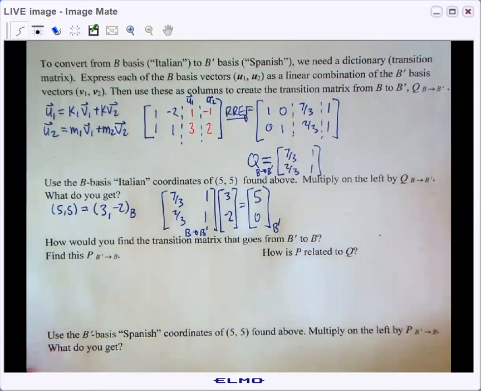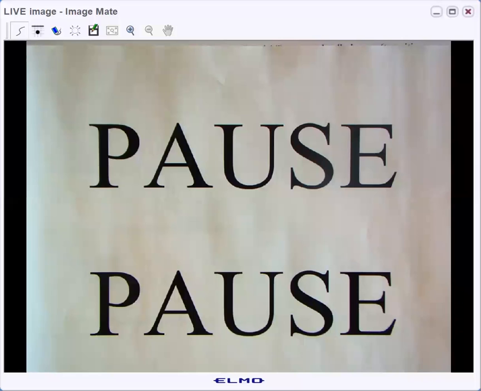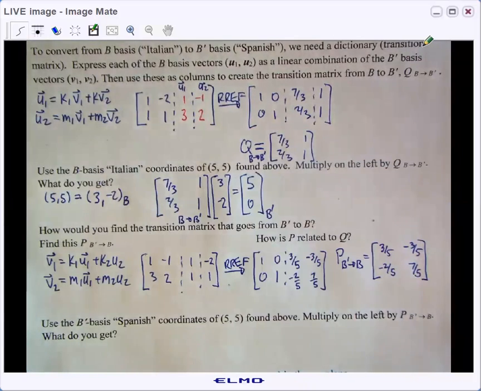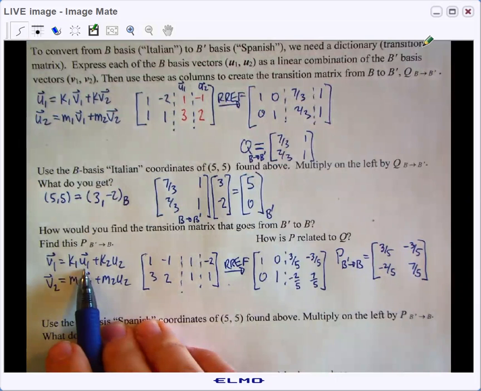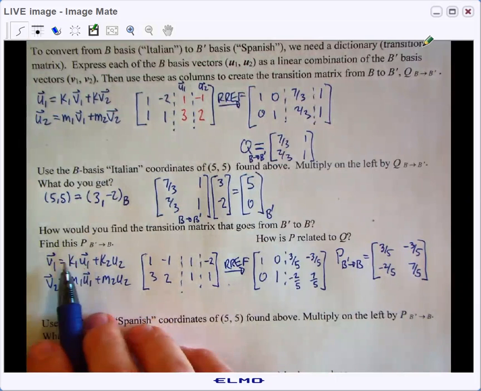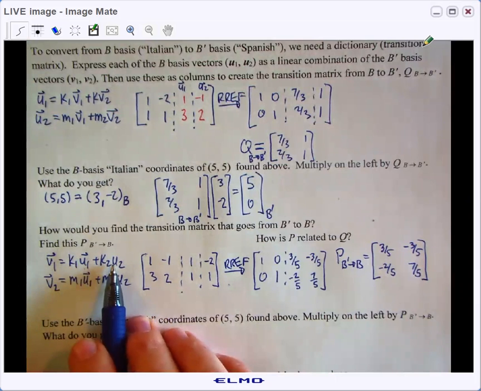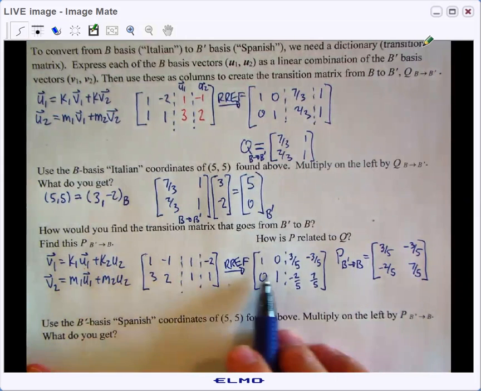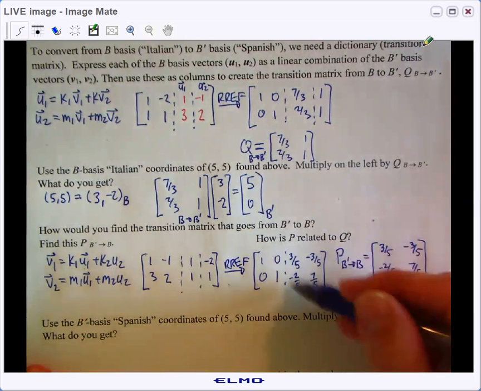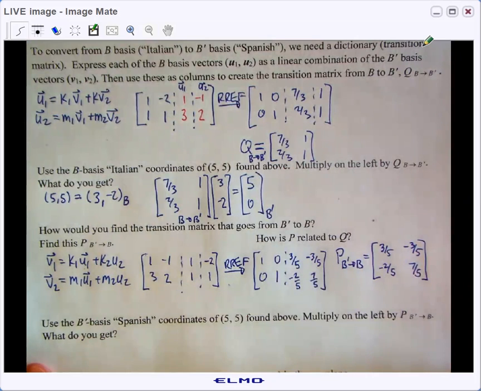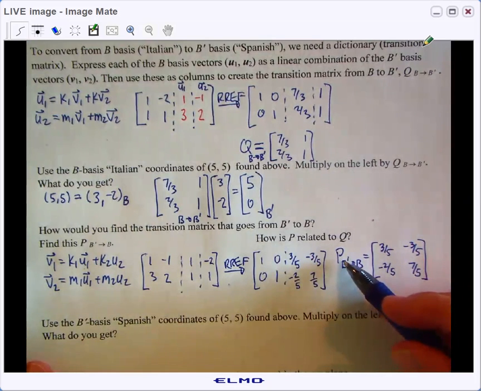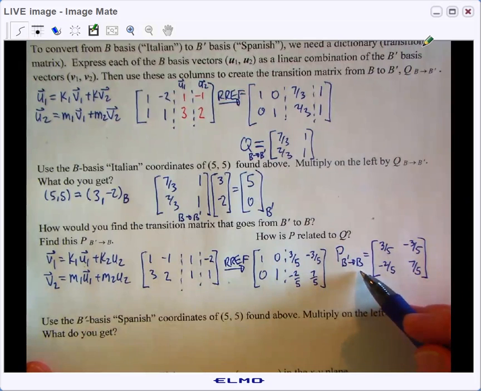Well, I'm going to pause the video while you do that. Okay, we're back. So to do that, we take the B prime vectors and write them as linear combinations of the B vectors. That sets up this system, which we RREF. And then what's left over here becomes my transition matrix. So the P transition matrix that goes from B prime to B is 3/5, -3/5, -2/5, 7/5.